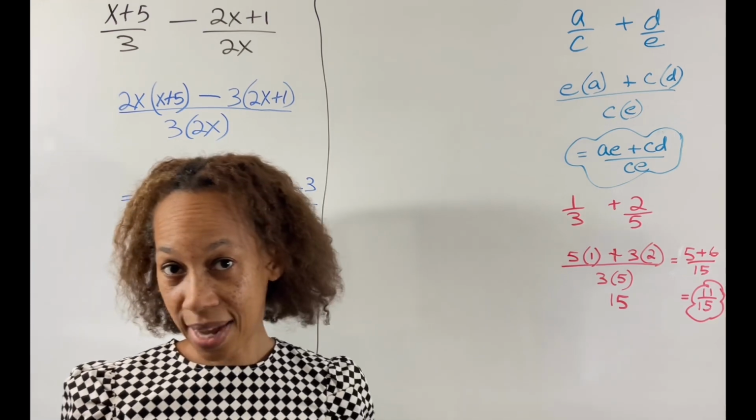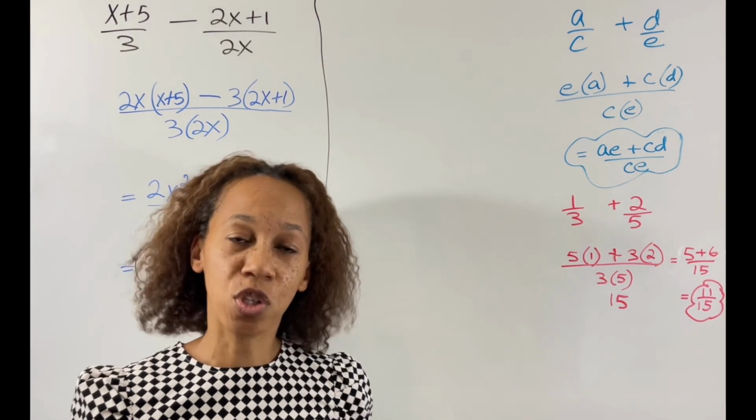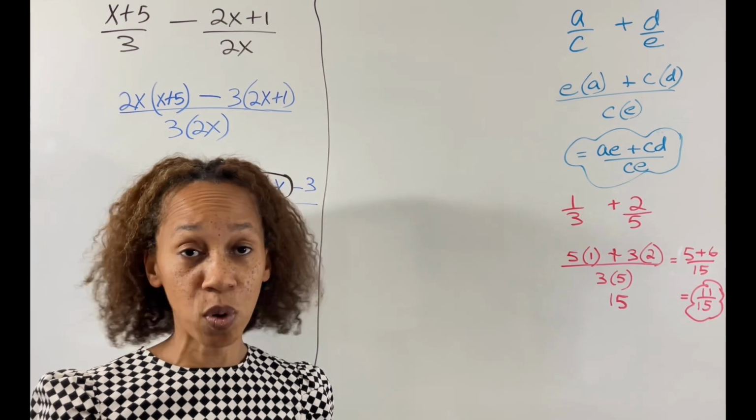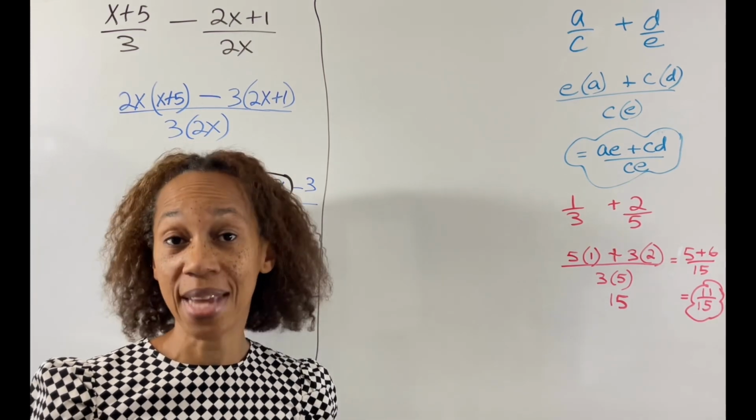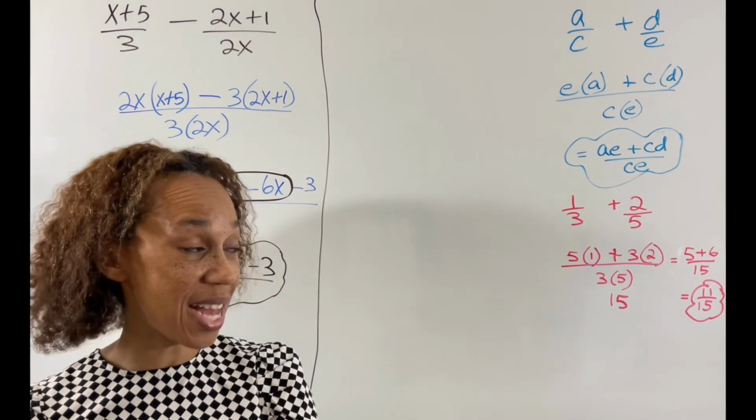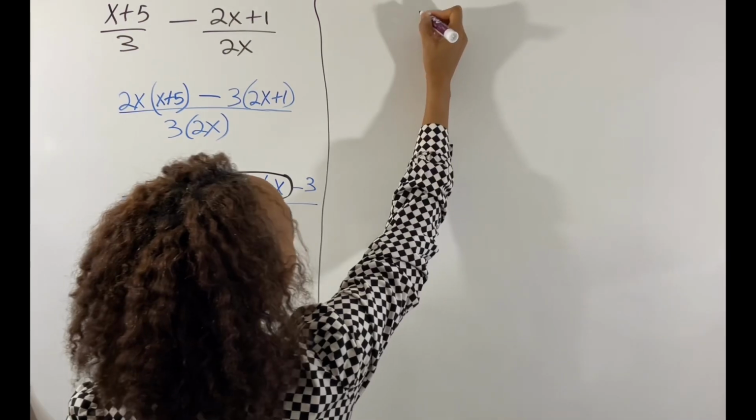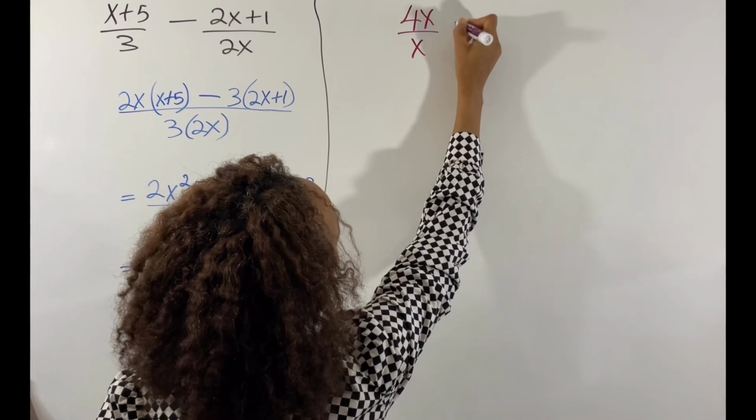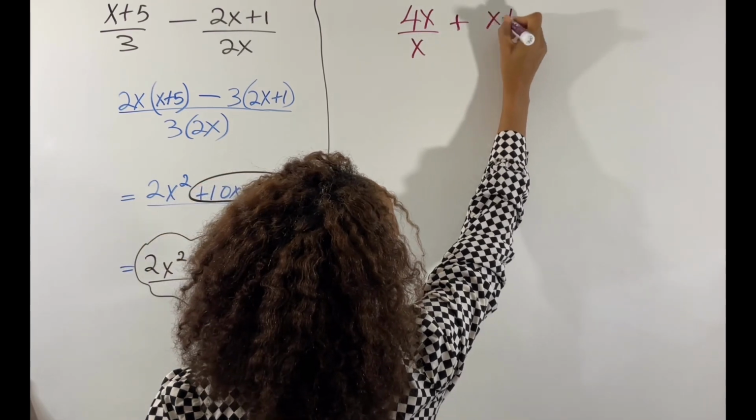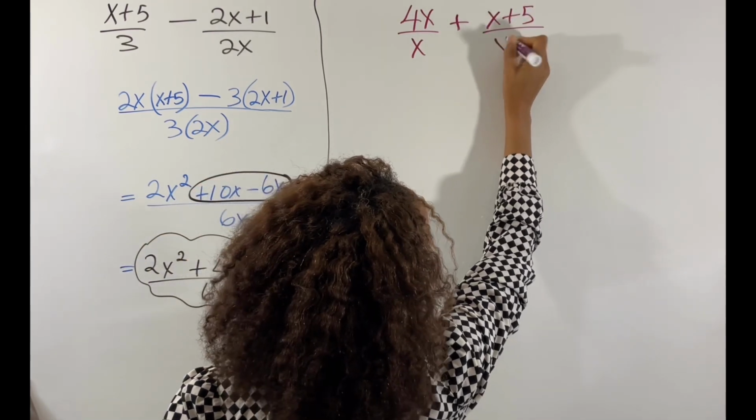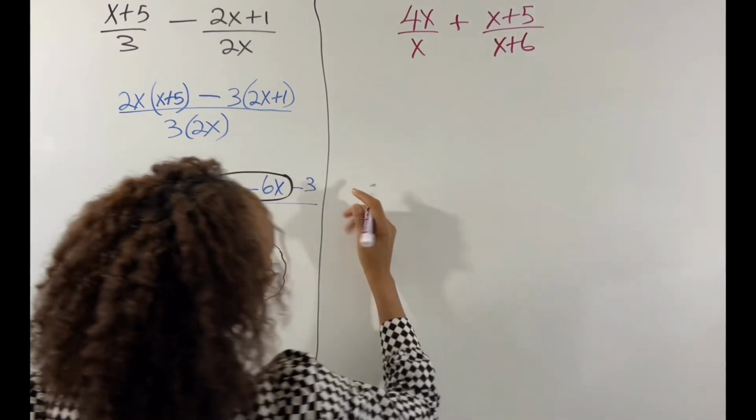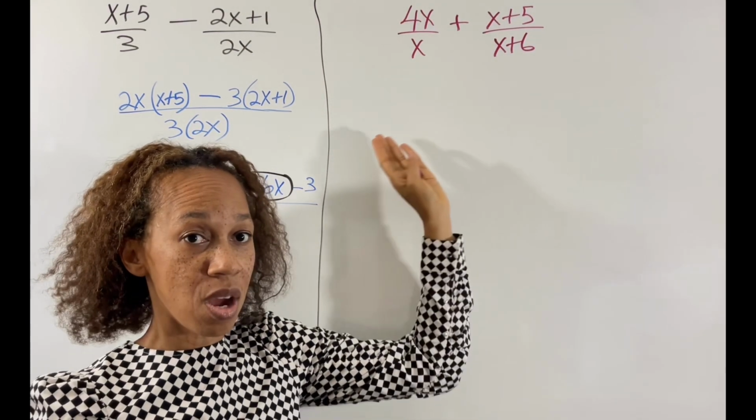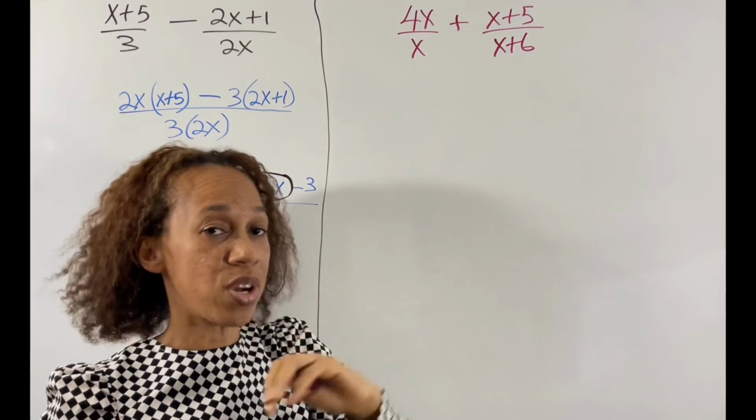As you should know, I like to give various examples to show you that there are various ways that the question can be posed to you, and you have to know how to tackle those questions. So let's get into the second example. So our next example is 4x over x plus 5 over x plus 6. These are two sets of rational expressions, and we're going to add these.